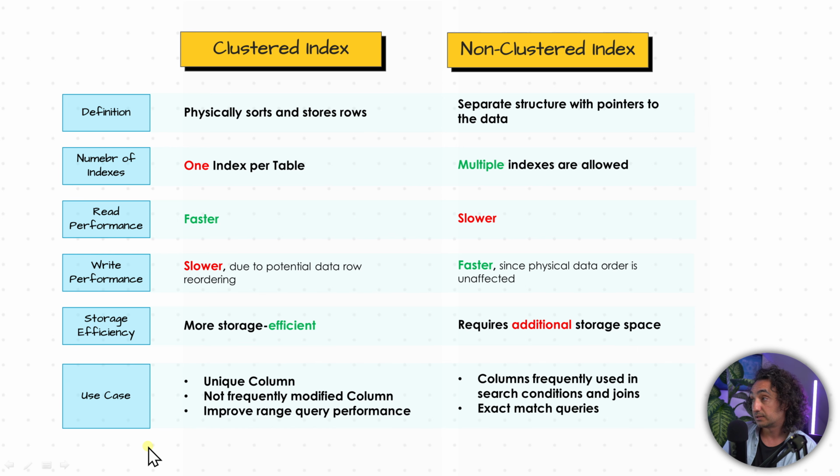Now, on the other hand, if we are talking about the non-clustered index, we could use it on columns that are used in the search conditions, or if you are joining tables without using the primary keys, then you can apply the non-clustered index in order to have faster joins, or you can use it to optimize the performance if you are searching for an exact value, an exact match. So those are the main and important differences between the clustered and the non-clustered indexes.